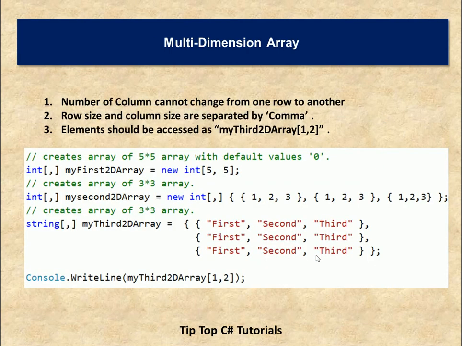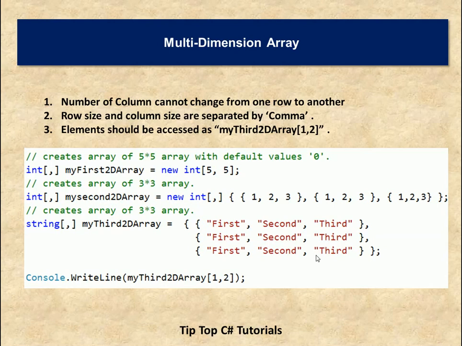Moving on. The next one is the multi-dimensional array, which can also be referred to as a matrix, where usually 2 or 3 dimensional arrays are very frequently used in any kind of language. The number of columns cannot change from one row to another row if it is a multi-dimensional array. The row size and column size are separated by a comma. You can see it here. I am defining a 2 dimensional integer array where I am specifying the size as 5, 5.